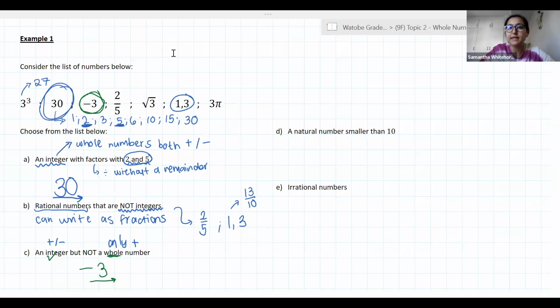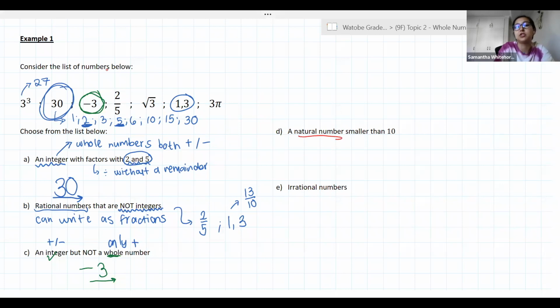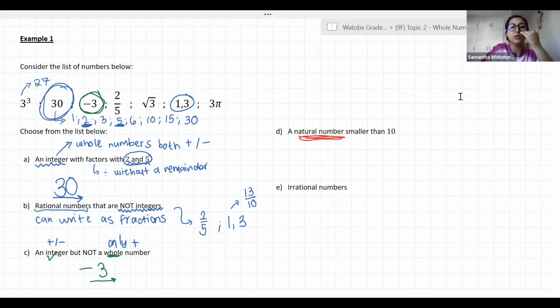Okay, let's have a look at D. So D is now asking us for a natural number smaller than 10. So who can tell me what a natural number is, just so that we know what types of numbers we're working with? Kwanda, do you want to tell me? Yes, ma'am, natural numbers start at 1 and increase to infinity. Perfect. So 1 to infinity, and very importantly, again, no fractions or anything like that. We can also think of them as our counting numbers. When you learn to count 1, 2, 3, 4, etc.